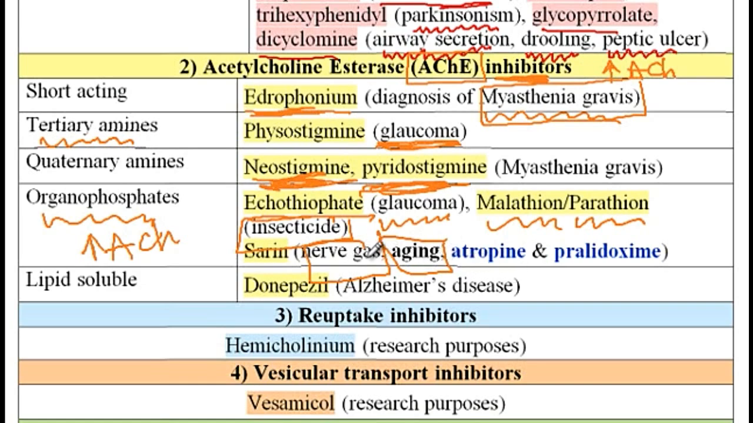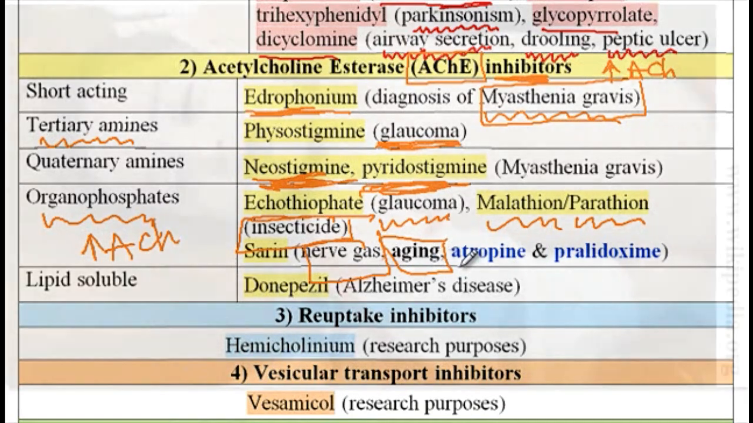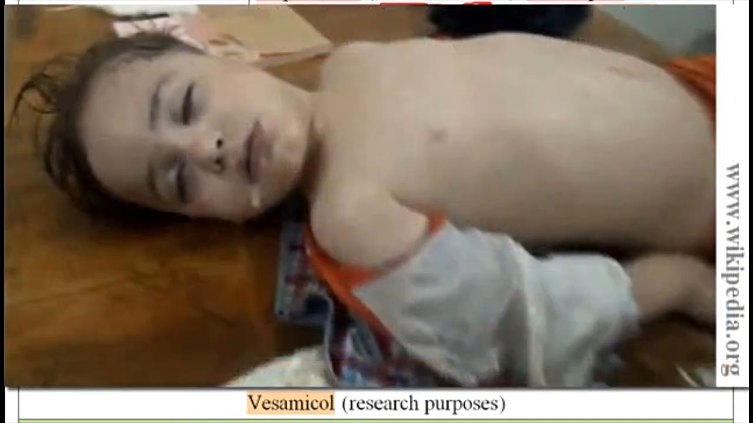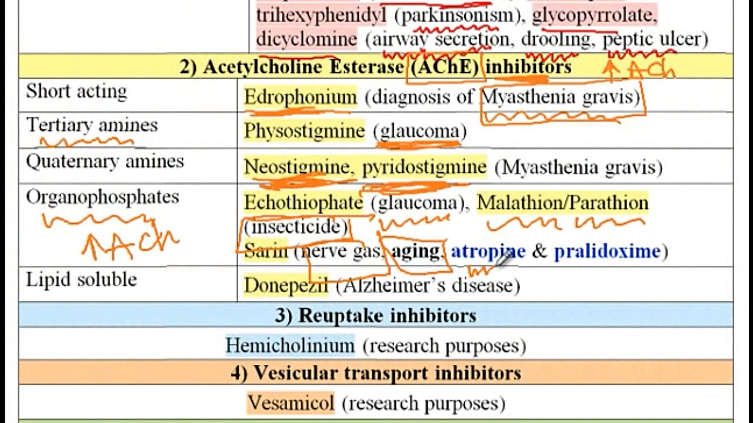So if a patient presents with a nerve gas toxicity, like for instance victims of the chemical warfare in the Syrian civil war who presented with runny nose, pinpoint pupils, nausea and vomiting as well as drooling, then you will have to give them atropine and a parasympathetic agent to reverse the effects before aging occurs. And then finally we have lipid soluble agents like donepezil, which is used for the treatment of Alzheimer's disease.